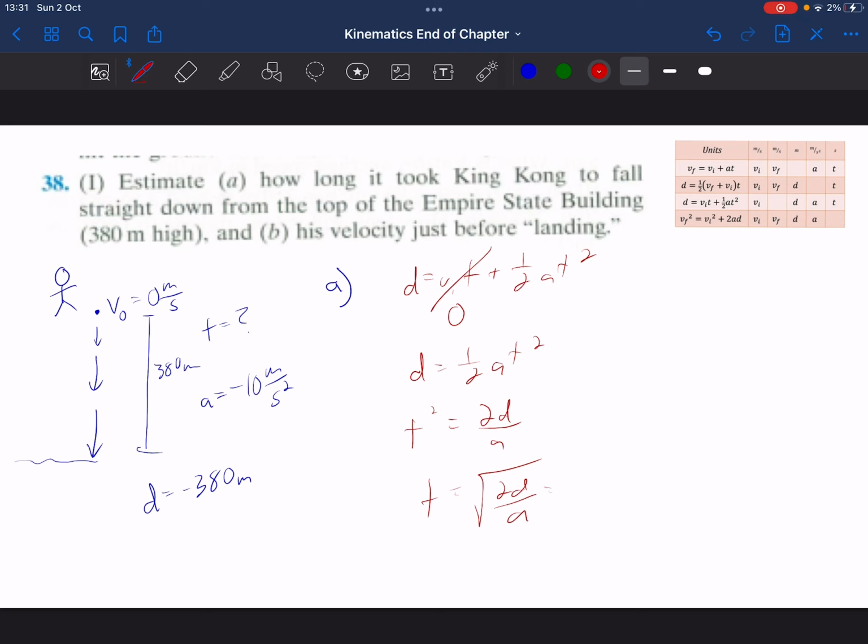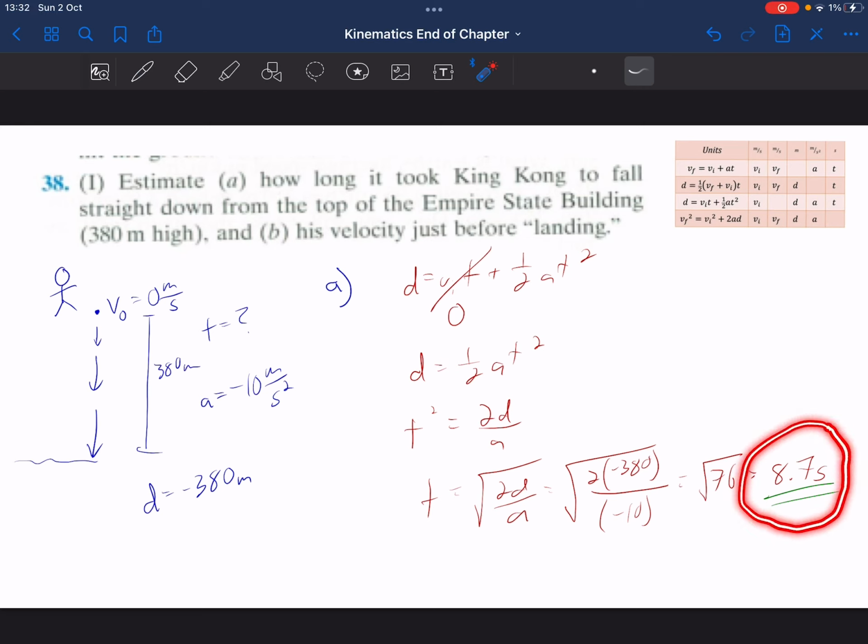Okay, so square root of 2, displacement was negative 380. Acceleration, I'm just going to do easy math and call it negative 10. So 2 times 380 divided by 10, we get the square root of 76. And the square root of 76 is about 8.7 seconds. So poor King Kong was falling for quite some time. He was probably quite scared. Imagine if you were falling and contemplating your fall for that long.